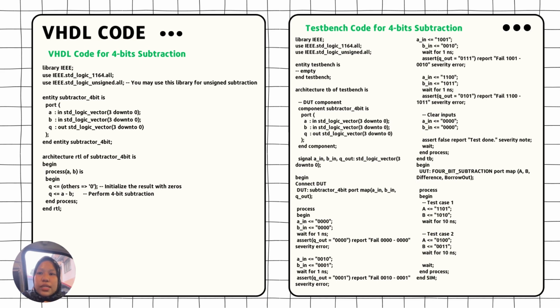For the test process, the main process within the test bench sets input values A_in and B_in, waits for short periods, and checks if the computed output Q_out matches the expected result. If not, an error message is reported. The test bench also has a final condition with a test done message indicating the completion of the simulation.